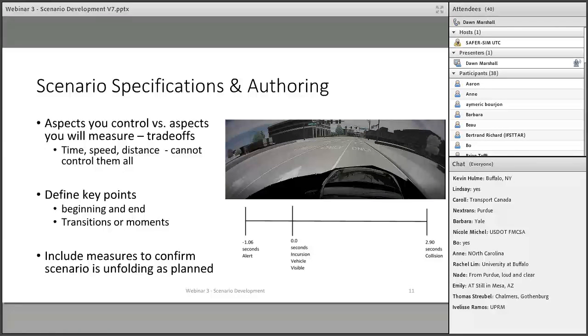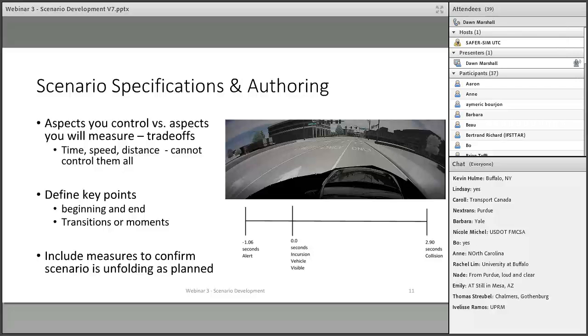So now I want to move on to actual authoring the scenarios, and some questions and some things that have come up over the years. Questions about what aspects you control versus the aspects you measure. These are trade-offs. One example is time, speed, and distance. The image you see on the right is from a collision event, and we can author that event so that one of those things is constant and one of them is out of our control. And then the other one becomes dependent.